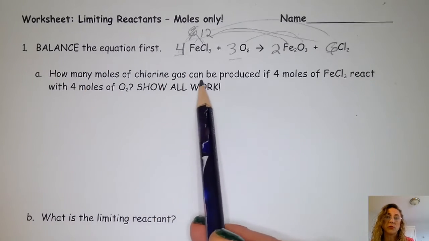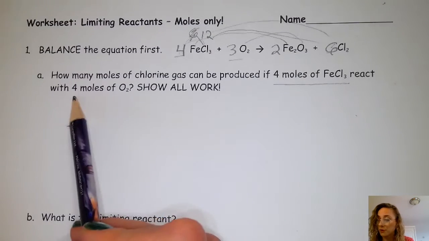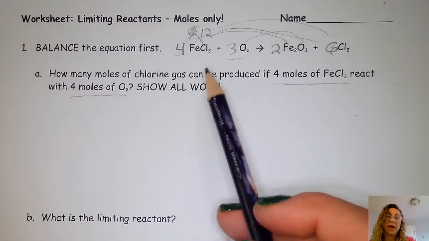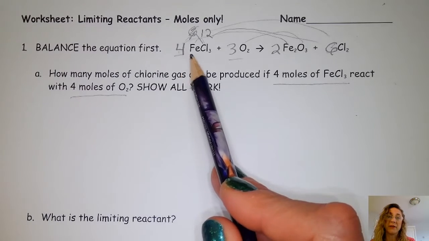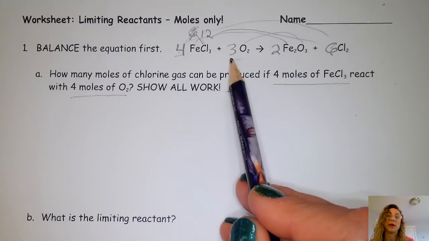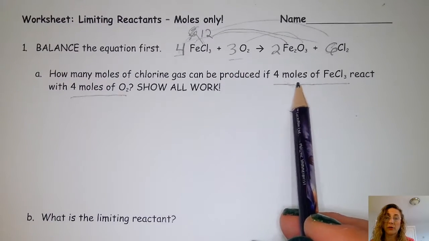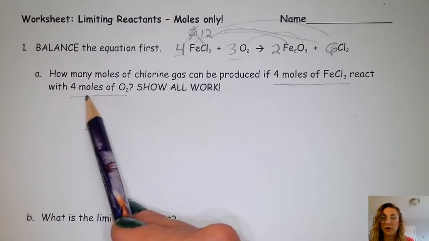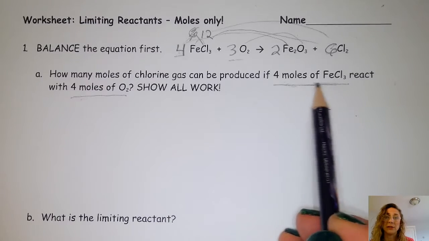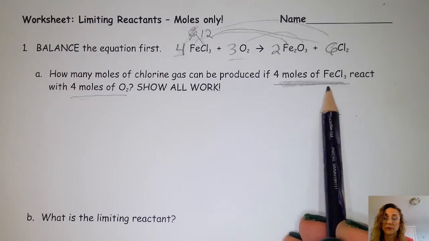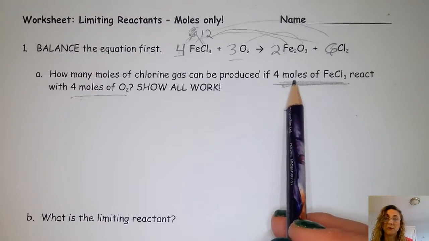So how many moles of chlorine gas can be produced if 4 moles of iron chloride react with 4 moles of oxygen? Well, right off the bat, you can see that since the coefficient here is 4, it means 4 sets of iron chloride, 4 moles of iron chloride, are going to react with 3 moles of oxygen. So if all of the 4 moles of iron chloride reacted, we would only need 3 of the moles of oxygen. So oxygen is going to be in excess. The iron chloride is going to be your limiting reagent or limiting reactant, because that's the one that's going to limit the amount of product that you can make. You're going to run out of this one first.